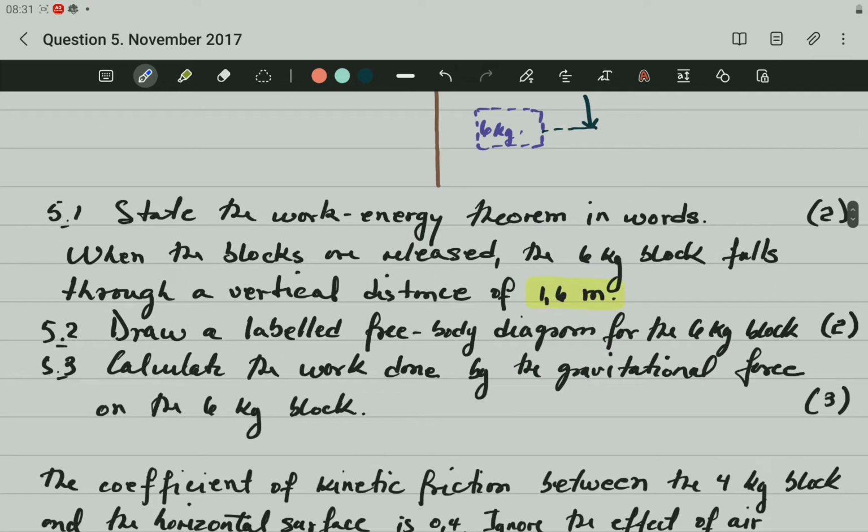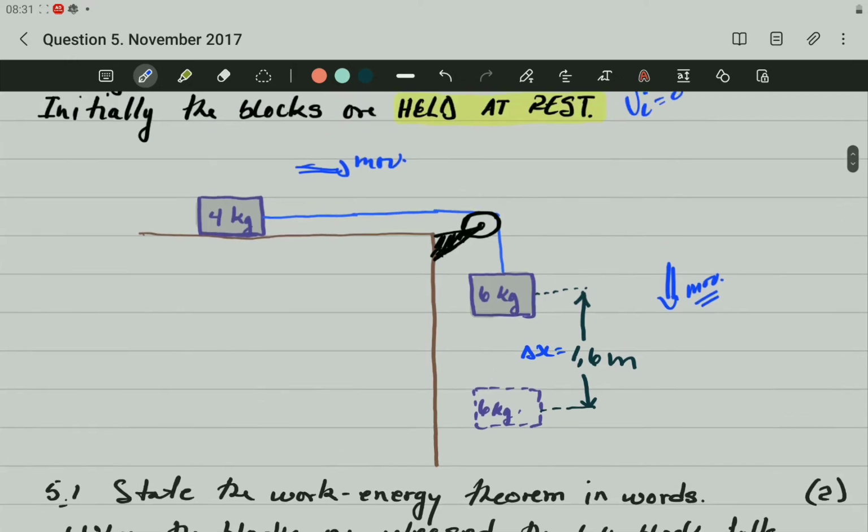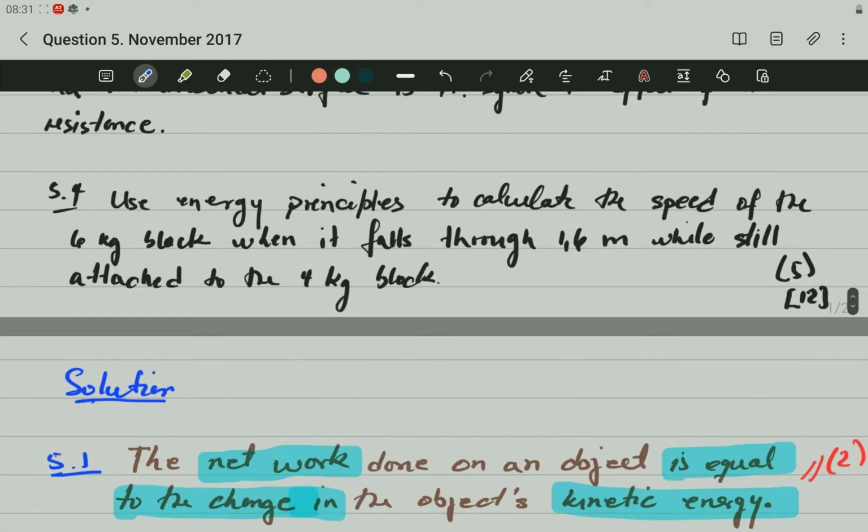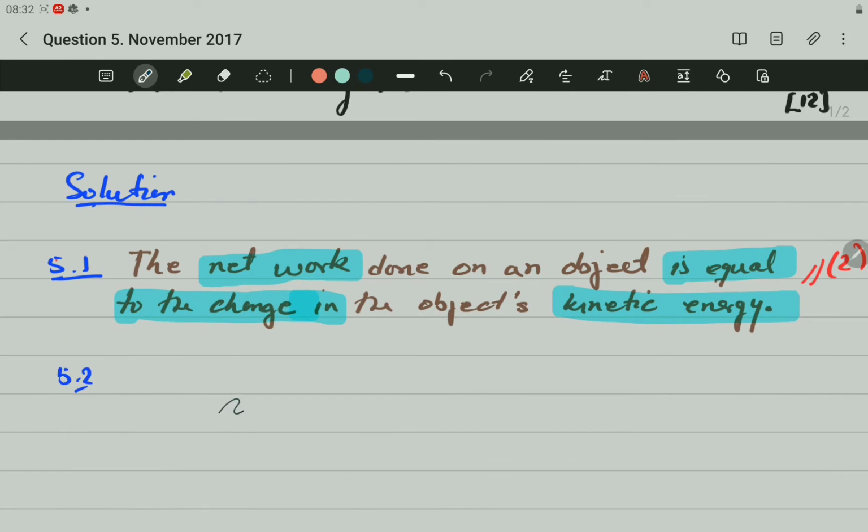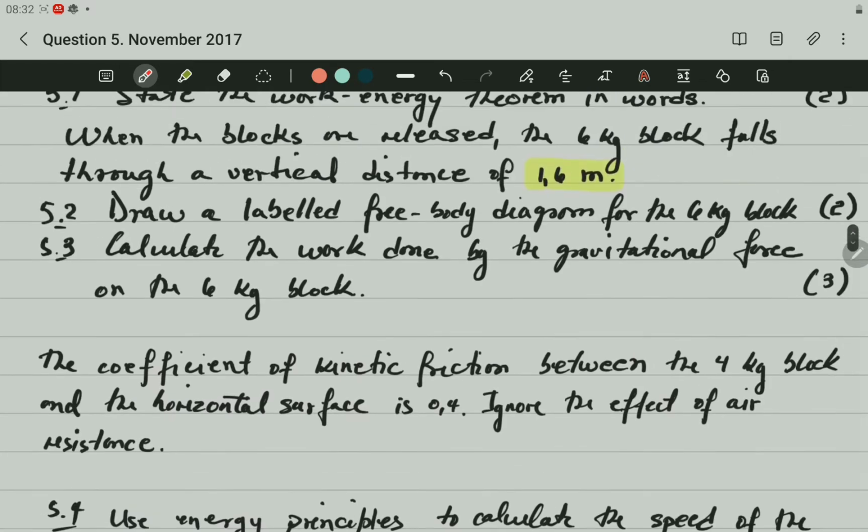Now, if we keep reading, they say draw a labelled free body diagram for the 6 kilogram block. For this block here, what forces are acting on the 6 kilogram block? There is the gravitational force or weight, and there is the tension. So let's quickly do the free body diagram for the 6 kilogram block. We have gravitational force down, I'm going to write Fg, and we have the tension pointing up. This one is 2 marks: 1 for the gravitational force, 1 for the tension, and you will have 2 marks. Okay, we carry on. 5.3.